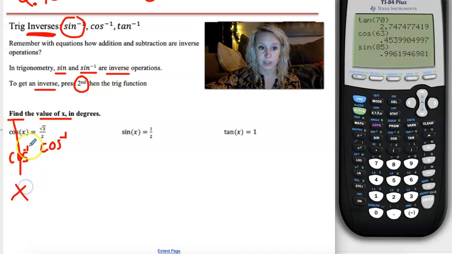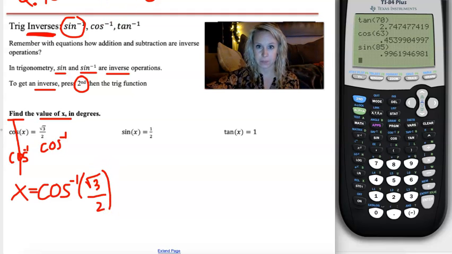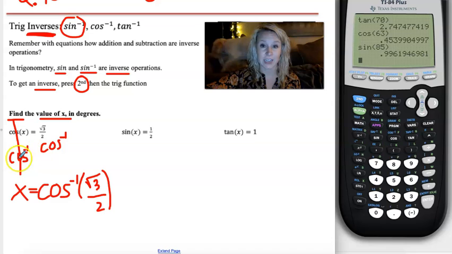You bring down x. Now how you write this: you say cosine -1 first, and then you put the fraction in the middle. So square root of 3 over 2. Close it. Okay? And that is our answer that we type in the calculator. So again, cosine x, I want to solve for x. The opposite of cosine is cosine -1. Cancel, bring down, and then type this in the calculator.